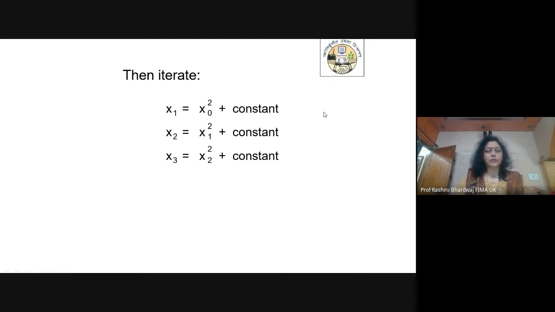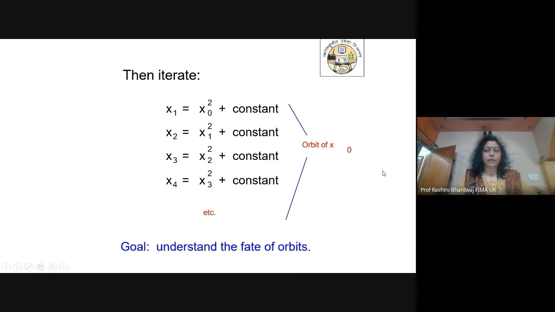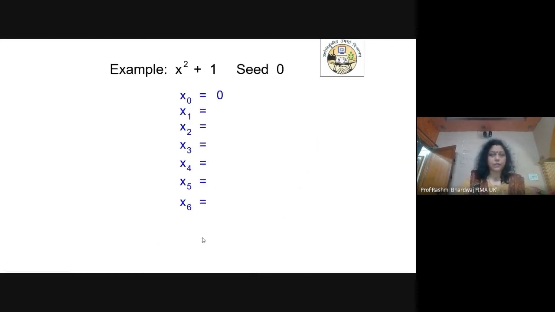Now our purpose is to find out the behavior or orbit. So we have to find the orbit of x naught, or where it should move. And in a simple manner, I will show how it is changing. Suppose I am taking a simple example, x squared plus 1, and start with the 0 value. So what is x naught?